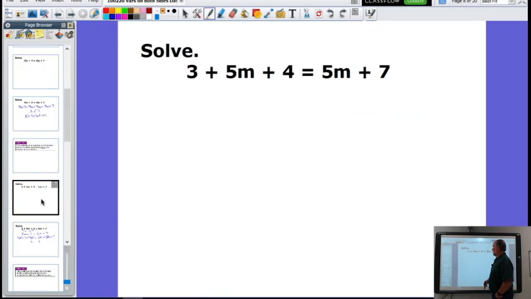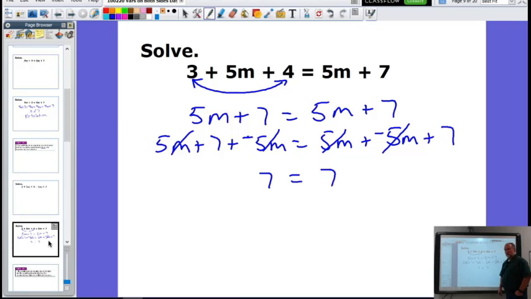Well, the next situation that we had was something like this. Well, the first thing we would do in something like this is some pre-work. If there's anything that I can put together, you've got to put it together, like the 3 and the 4. So we'd put that together. And when you do, you end up with a situation like this. I put the 3 and the 4 together, and I end up with 5m plus 7 equals 5m plus 7. Again, kind of the telltale sign is that my 5m's are the same, so I know something's going to go on in this problem. Okay, now in this particular one, when I solve it down, I end up with 7 equals 7.